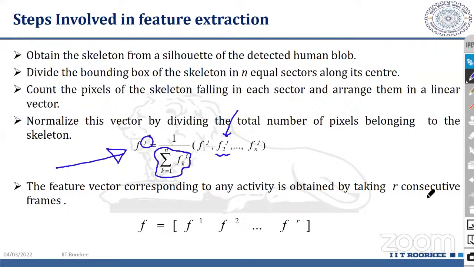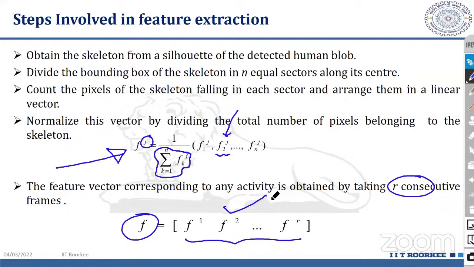Assume that I have r consecutive frames, and then the feature vectors will be f1, f2, f3, up to fr, and this is called f. So for example, I have a walking sequence, and I am computing my feature vectors like this. If it is a running sequence, my feature vectors are like this. So like this, we are calculating the feature vectors.